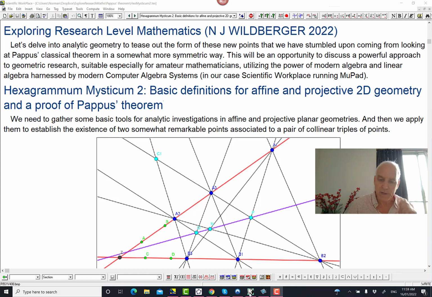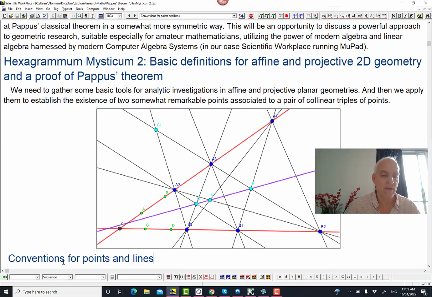So here is our little diagram. There's Pappus's theorem. We have two lines, A1, A2, A3, B1, B2, B3 are two sets of collinear points, and then we form these various meets, and we get these 3 points here, and the statement is that they are collinear. So we want to prove that today. Okay, so let's proceed. I'm going to start with laying out some definitions, okay?